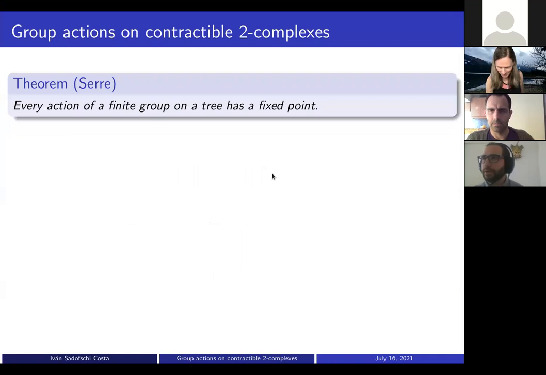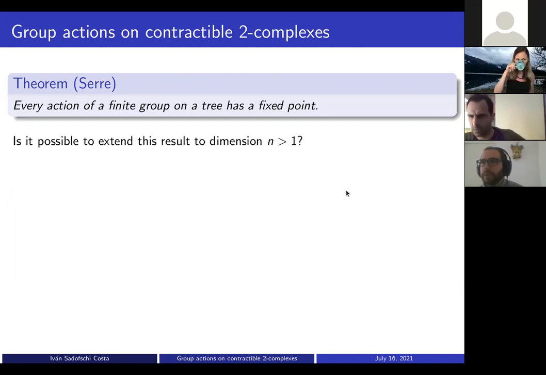Okay, so this starts with a result of Champier-Serre, which says that every action of a finite group on a tree has a fixed point. Serre's result is in fact more general. So a natural question is if we can extend this result to a dimension greater than 1.